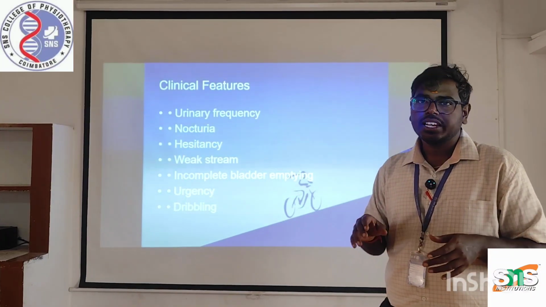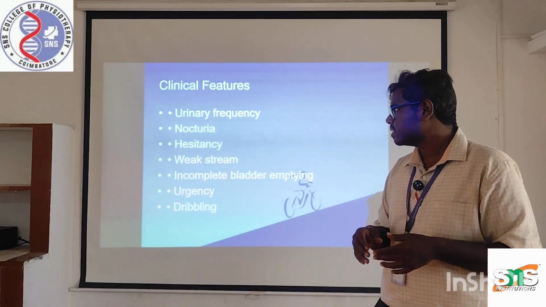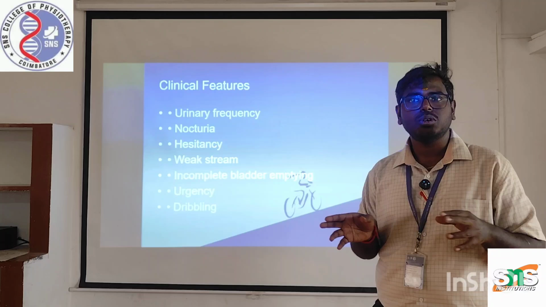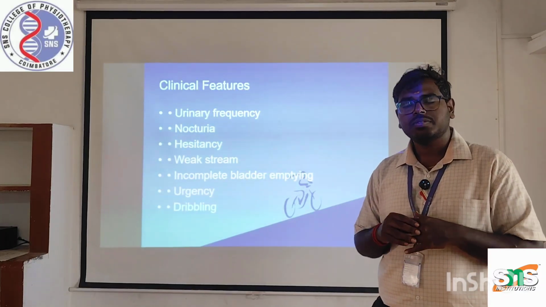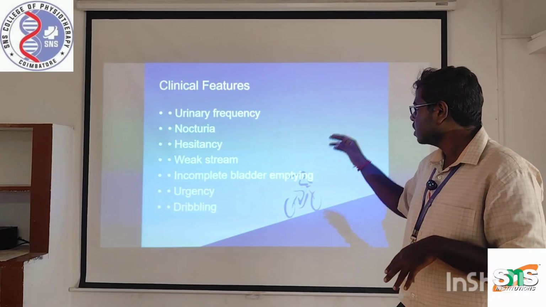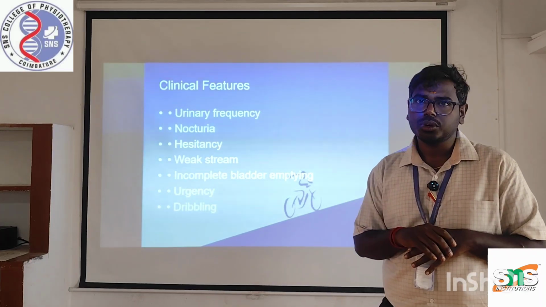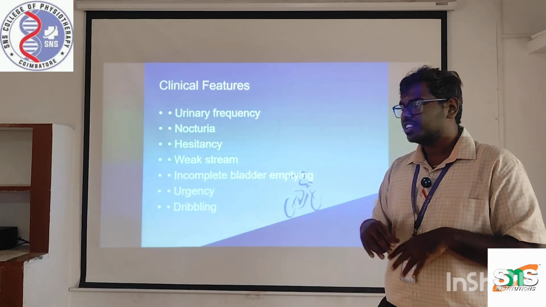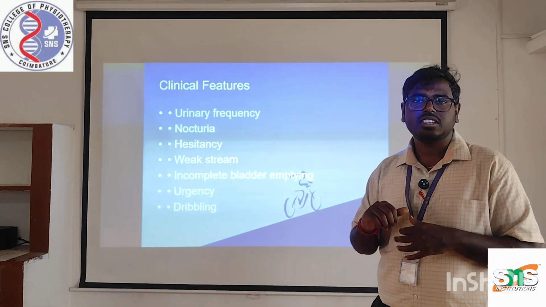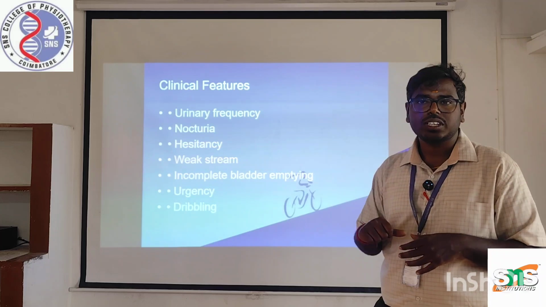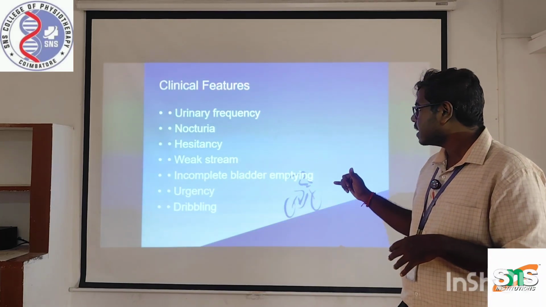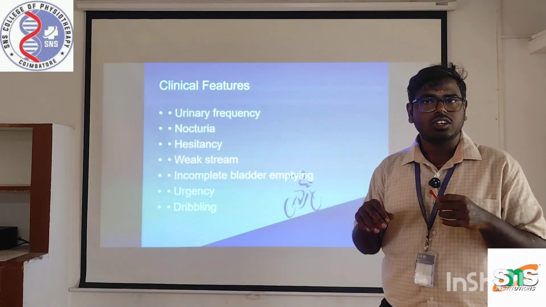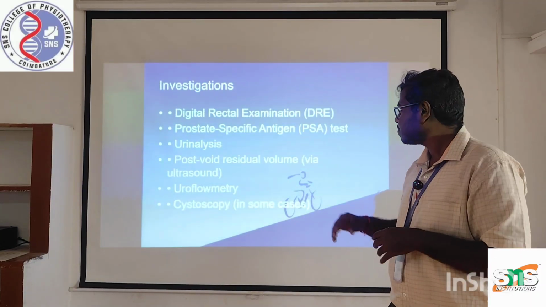Clinical features. Generally, the clinical features of benign prostatic hyperplasia are, first, urinary frequency, which is altered compared to a normal person. The second one is nocturia, which is the urinary outflow during the night period. Then the third one is hesitancy, and the fourth is weak stream, incomplete bladder emptying, urgency, and finally dribbling. Dribbling is the droplet outflow of urine from the urethra.